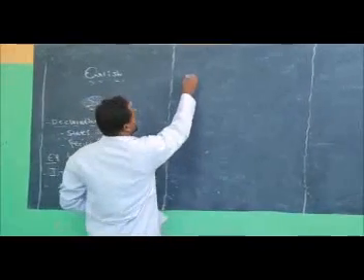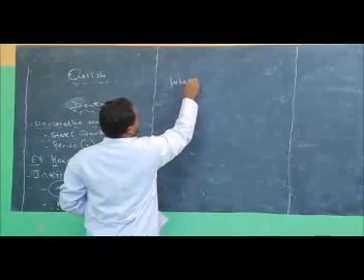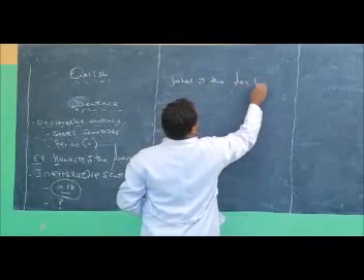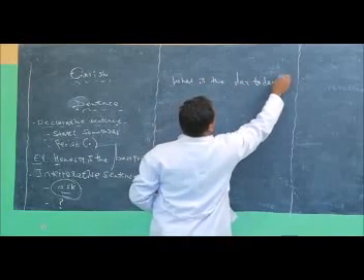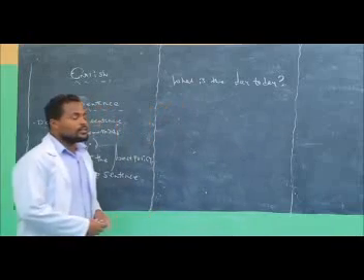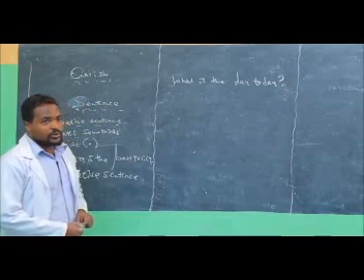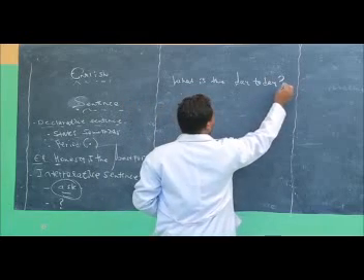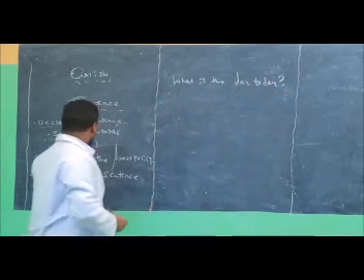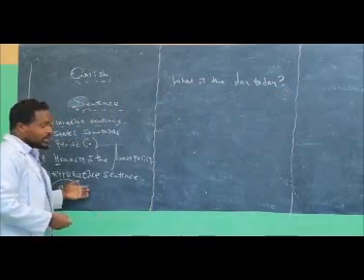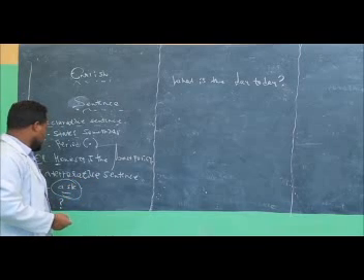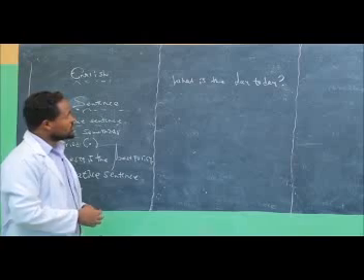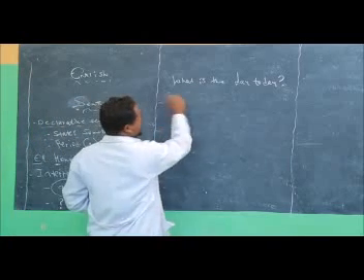For example, what is the day today? What is the day today? This is an interrogative sentence. We use a question mark at the end of the sentence. So, an interrogative sentence is one example of a sentence which is used to ask. And we use a question mark. This is an example.